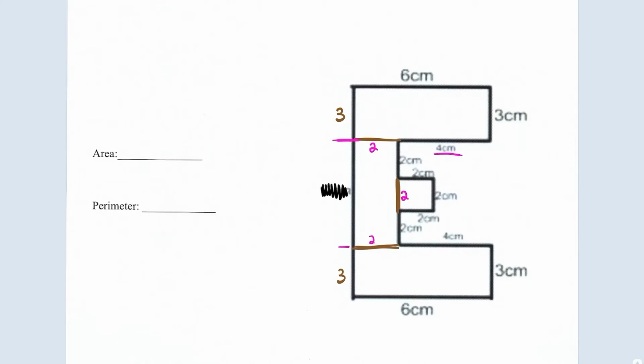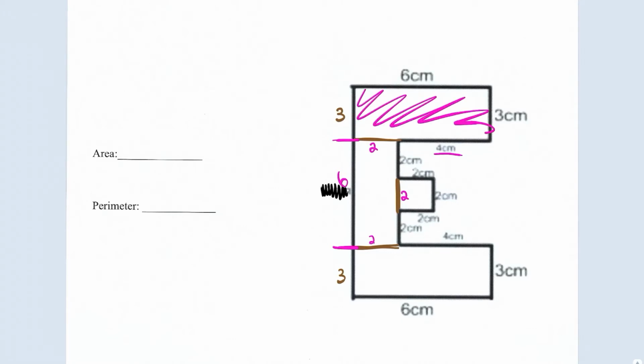Well, now let's take a look. How long is this piece from here to here? Well, remember that from the very top to the very bottom is 12. I have a 3 and I have a 3, which is 6. How much is left over for this piece right here? Only 6. Okay, now I think we have all the dimensions we need to find the areas.